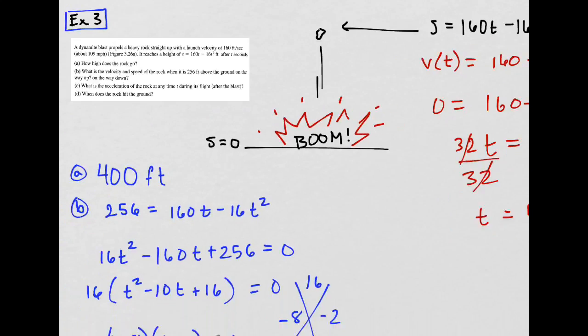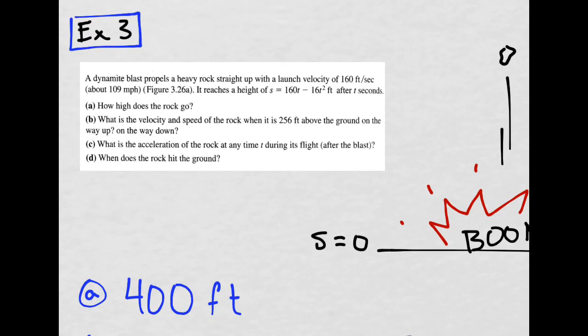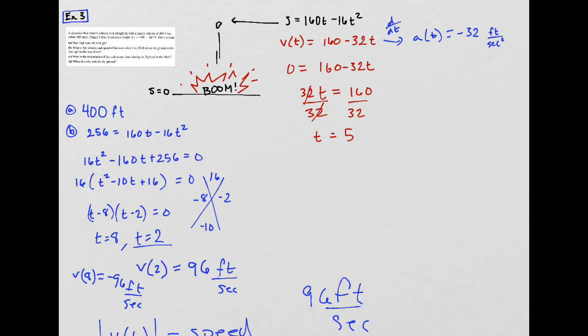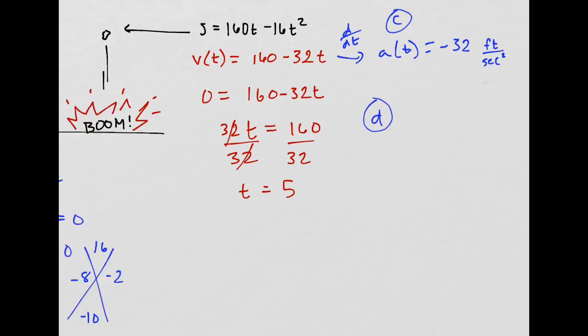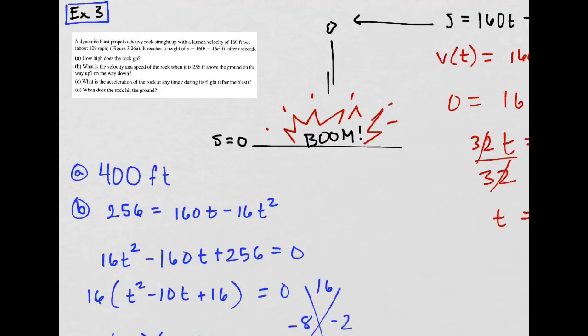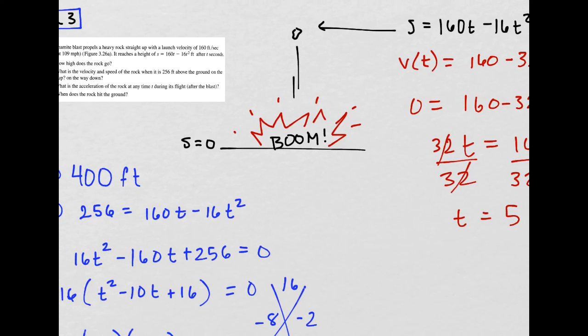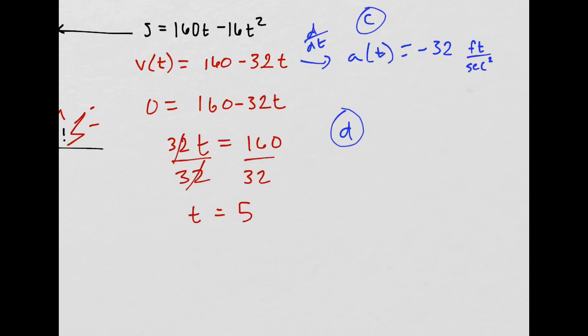What does this last thing say? When does the rock hit the ground? Well, how could you figure that out? Actually, this is C, I'll label that. And then part D: when does the rock hit the ground? Well, it hits the ground when s equals 0. And it happens at two times: when t equals 0, and then when t equals something else. So I'll just set the position function equal to 0.